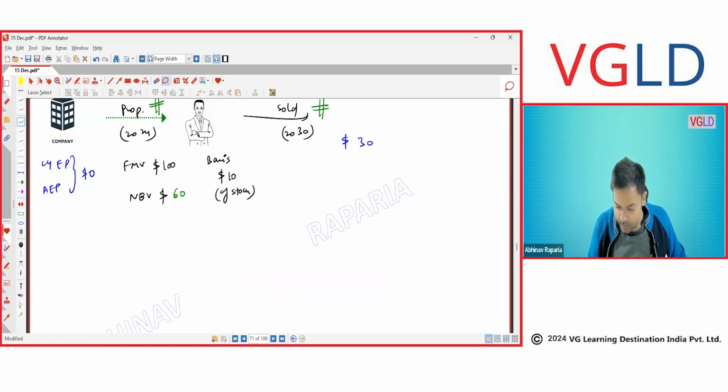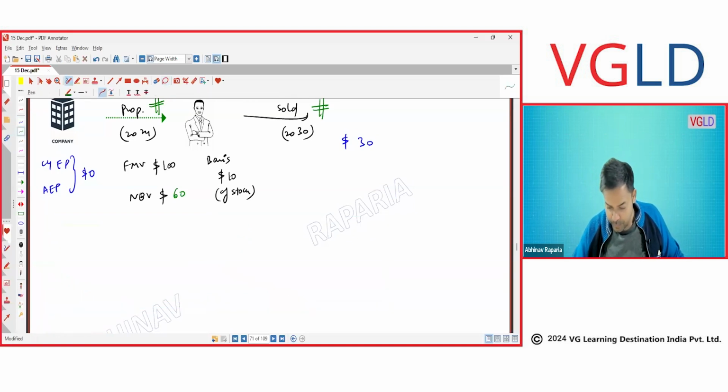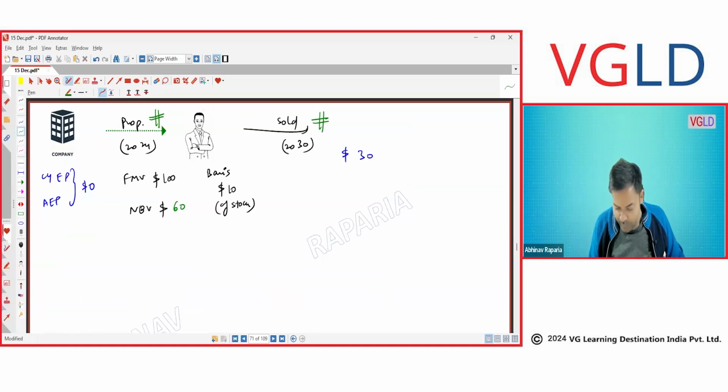Now, first of all, what is my distribution value, guys? Distribution value is 100. Good. It is appreciated property, so I'll have a gain here. How much is my gain? 40. So I'll add 40 here, guys.